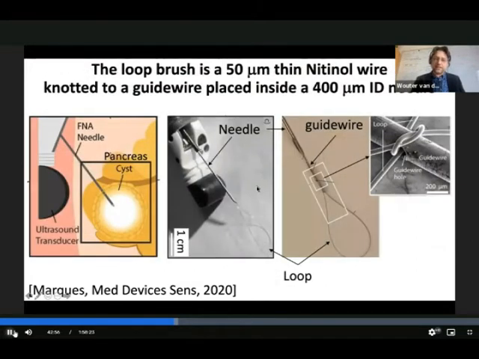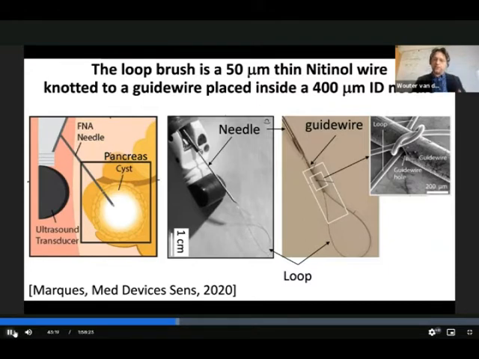This is how it looks like. So here you see the head of the endoscope with a transducer, and this is the fine needle, and this is the loop that we can operate inside. So this loop is a thin wire, only 50 micrometer thin, and it's made in nitinol. And it's made in the form of a loop, and it's knotted to a guide wire.